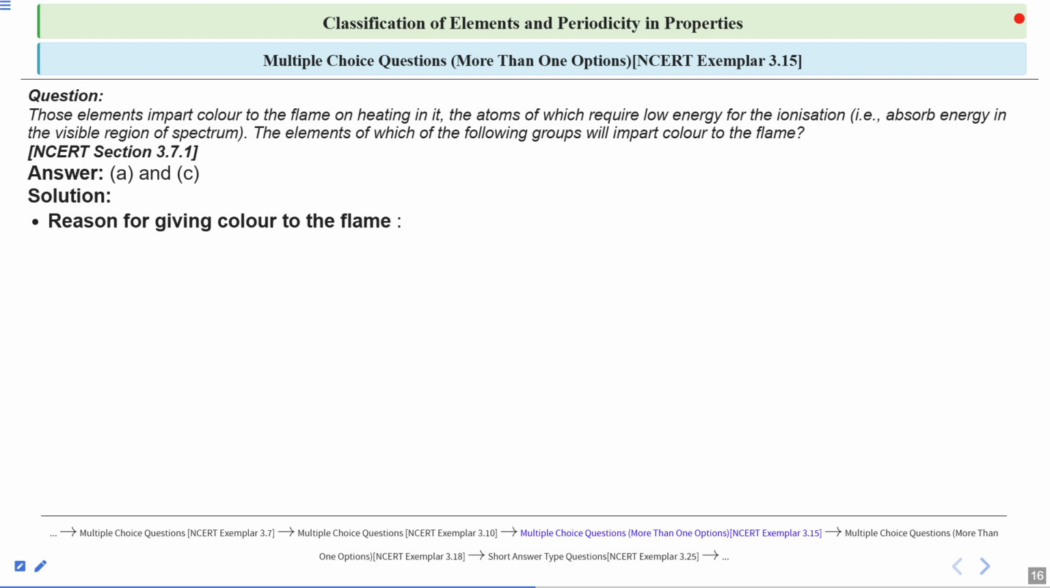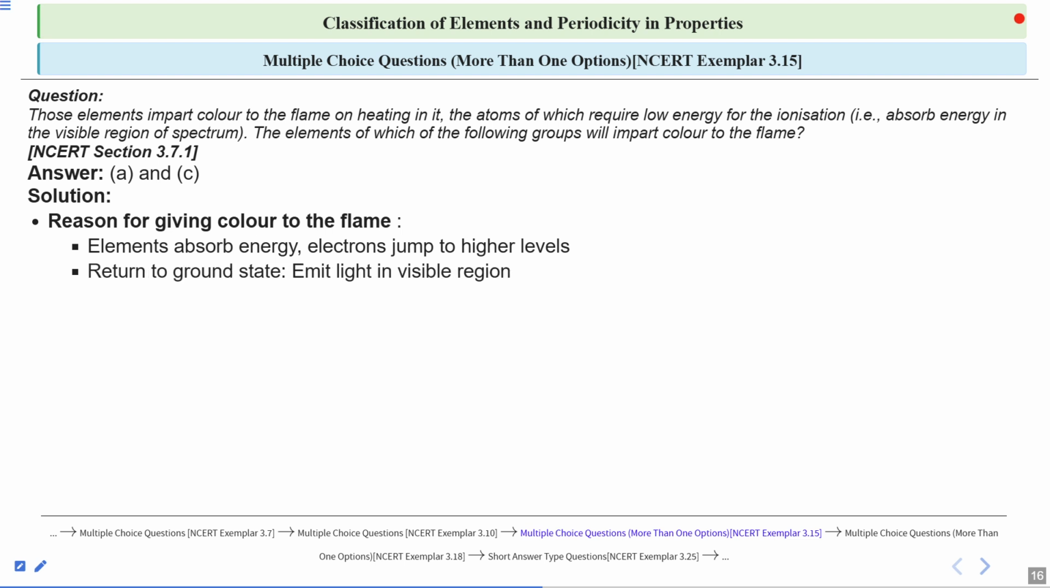So what is the reason for giving colors to the flame? First, we should try to understand why some of the elements display color in the flame. What happens whenever you heat an element? It absorbs energy in the form of thermal energy, and this energy absorbed by the element excites its electron to a higher energy level. So this is the first thing that happens as soon as we supply energy.